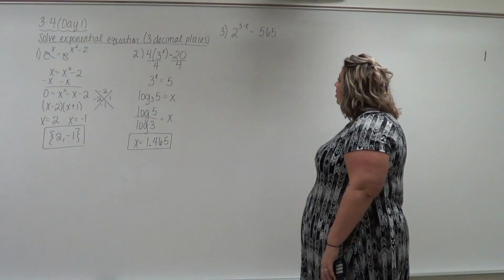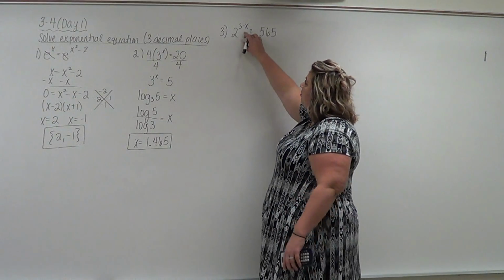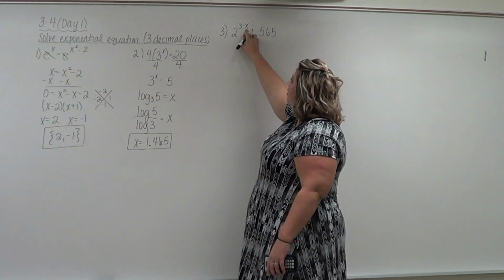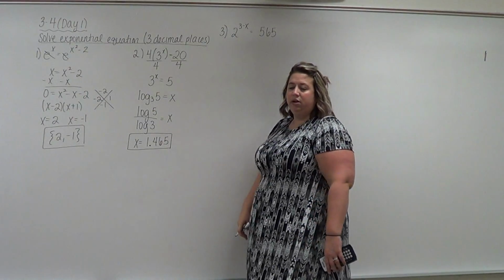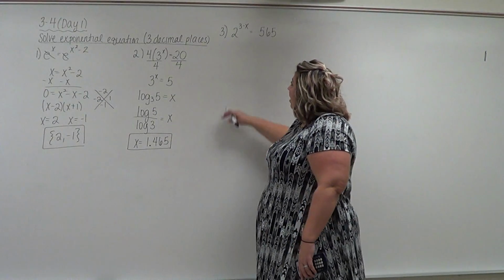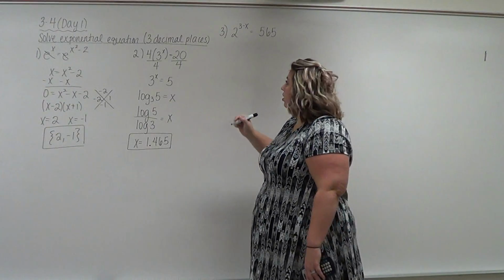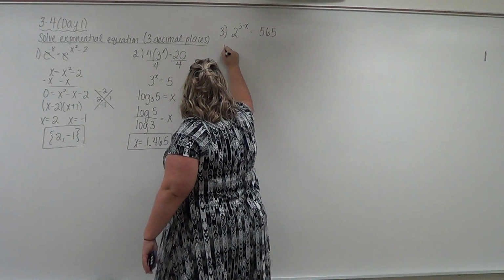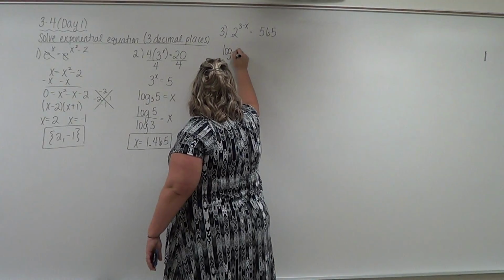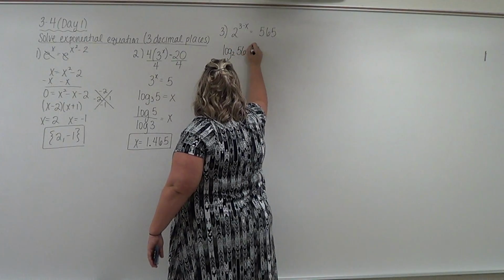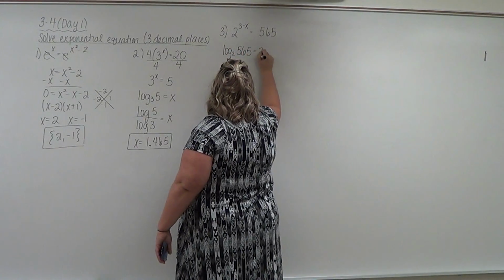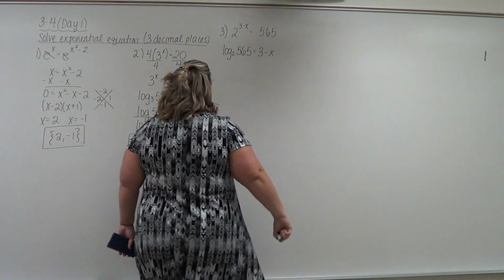Okay, so this one, I don't have to divide anything because I have the exponential part by itself. I can't get rid of this part because it's all in the exponent. So after I have the exponential part by itself, which I do, now we're going to write it as a log. So this would be log 2 of 565 equals 3 minus x.